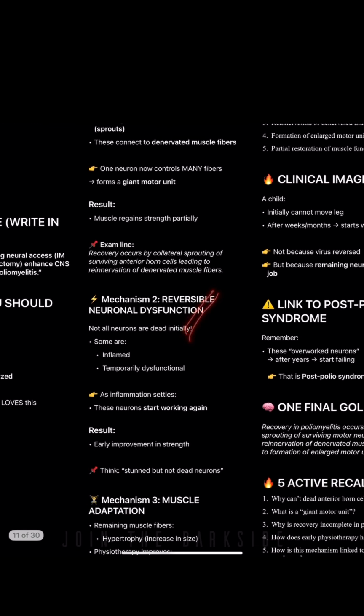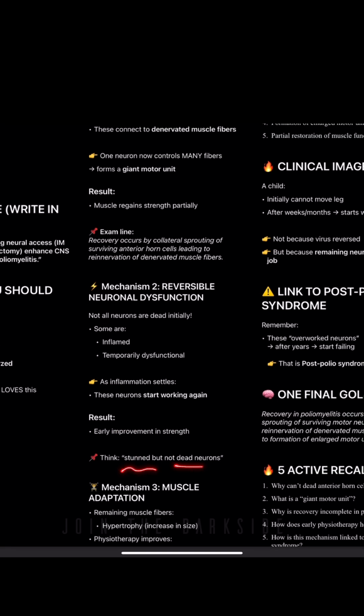Now, mechanism 2 is that of reversible neuronal dysfunction. Not all neurons are dead initially. Some are inflamed and some are temporarily dysfunctional. As inflammation settles, these neurons start working again, and then there will be improvement in strength. Now think of them as stunned but not dead neurons.